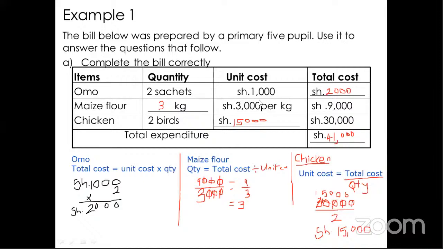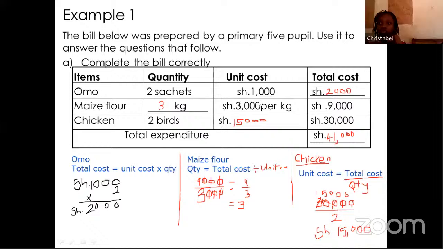So members, this is how you fill that table. When the total cost is missing, you make sure you multiply.